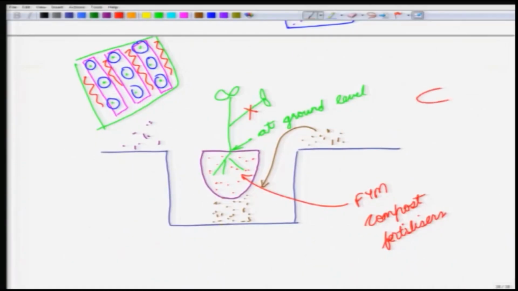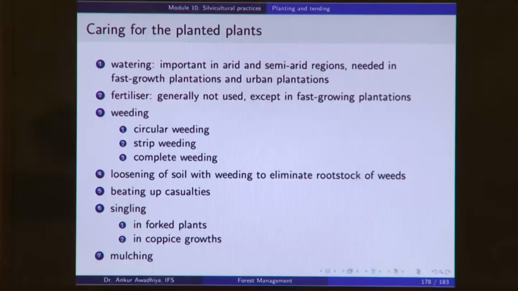Also, a singling operation is done in the case of coppice plants. So, if there is this stump and a number of plants are coming up through coppice, in this case, all the plants except one will be removed, so that only one plant is able to grow on this site, and it is getting all the nutrients that were being made available by the root stock. So, a singling operation is also required in certain cases.